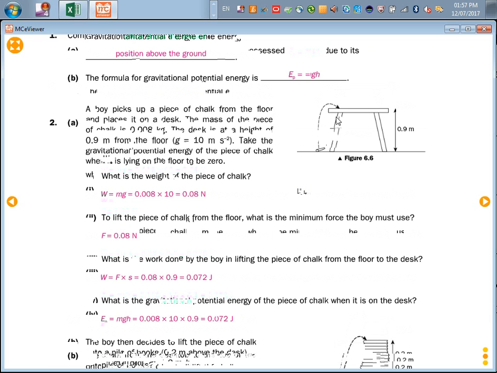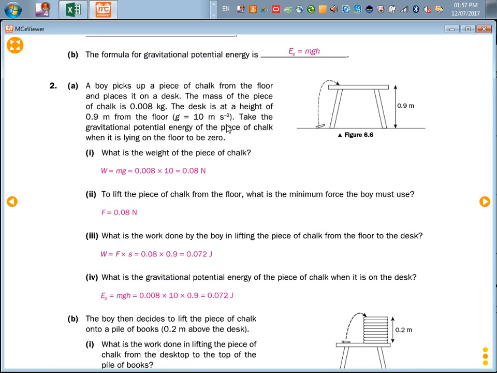Then this boy picks up a piece of chalk from the floor and places it on the desk. The mass is 0.008 kilograms, which is already in SI units, which is good for us. And the desk is 0.9 meters from the floor, also in SI units. The gravitational potential energy of the chalk when it is lying on the floor is 0. So when I raise it up to 0.9 meters above the ground, it now gains gravitational potential energy of mgh. That will be found at the bottom, part 4, mgh.